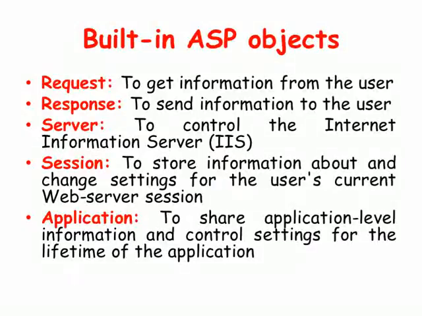Built-in ASP objects: we have already seen the 5 objects: request object, response object, server object, session object, and application object. We use the request object to get information from the user, then the response object to send information to the user, server to control the IIS, Internet Information Server, session to store the information about and change the settings for the user's current web server session, application to share the application level information and control the settings for the lifetime of the application.